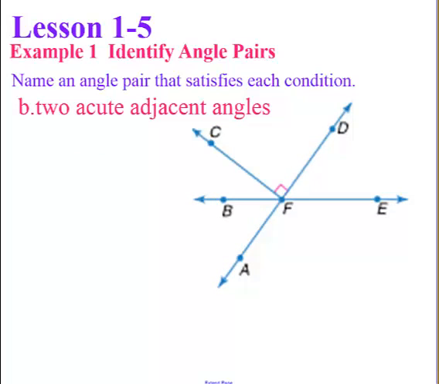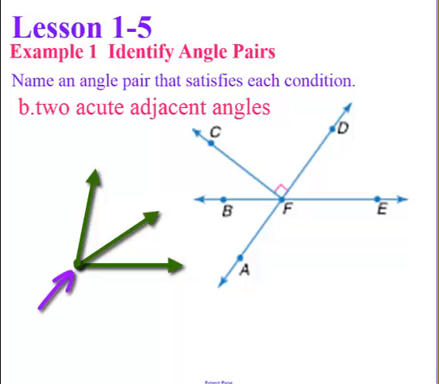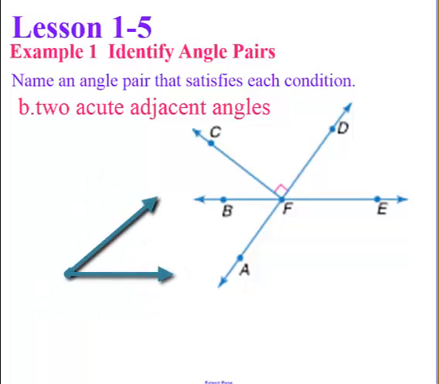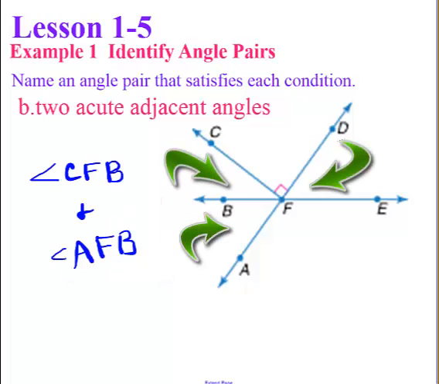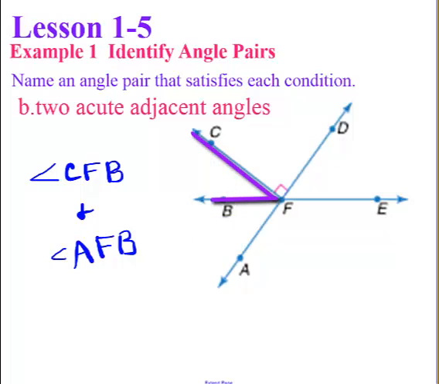Question B. Two acute adjacent angles. So to be adjacent, the angles need to be right beside each other, sharing a vertex and a side, and to be acute, they must be less than 90 degrees. So if we look at our picture here, there are three acute angles shown in the diagram, but only two of them are adjacent, angle CFB and angle AFB.